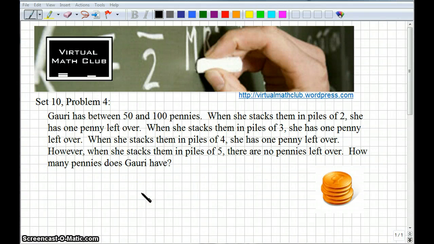Problem number 4. Gari has between 50 and 100 pennies. She stacks them in piles of 2 and she has 1 penny left over. When she stacks them in piles of 3, she has 1 penny left over, and when she stacks them in piles of 4, she has 1 penny left over. However, when she stacks them in piles of 5, there are no pennies left over. So the question is, how many pennies does Gari have?